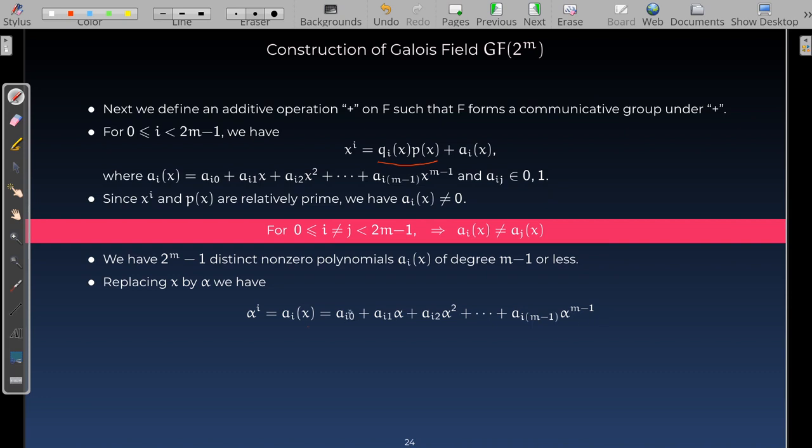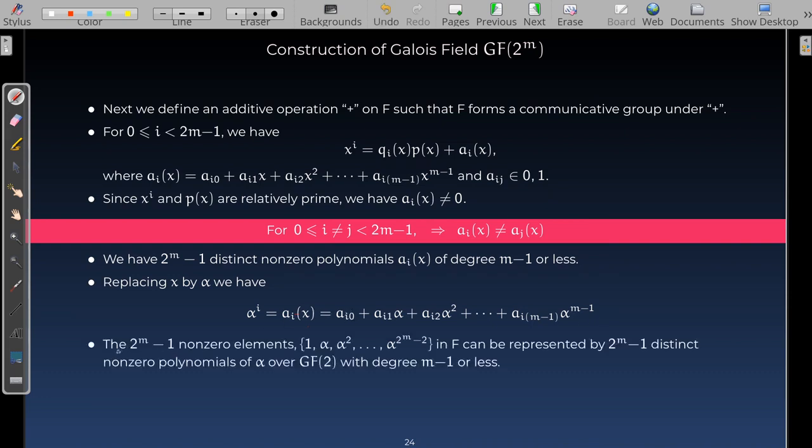Okay, so the 2^m minus 1 non-zero elements 1, alpha, alpha squared, up to alpha^(2^m minus 2) in F can be represented by 2^m minus 1 distinct non-zero polynomials of alpha over GF(2) with degree m minus 1 or less. Okay, the 0 in F can be represented by the 0 polynomial.